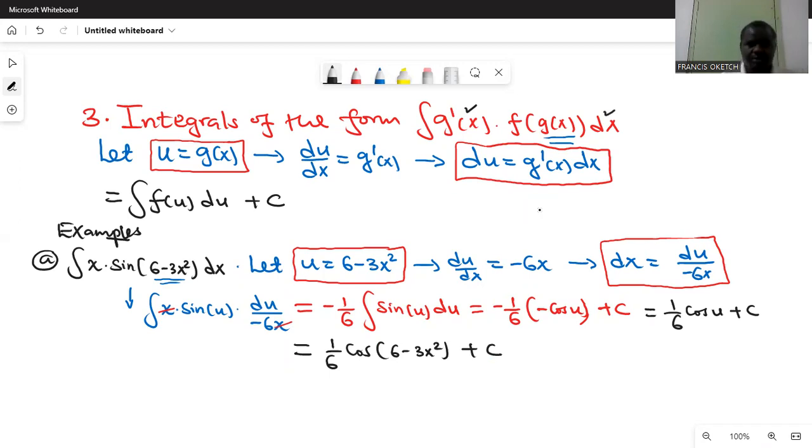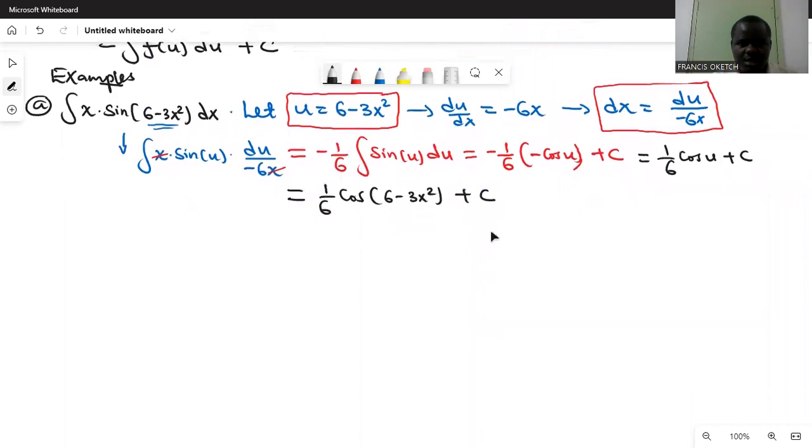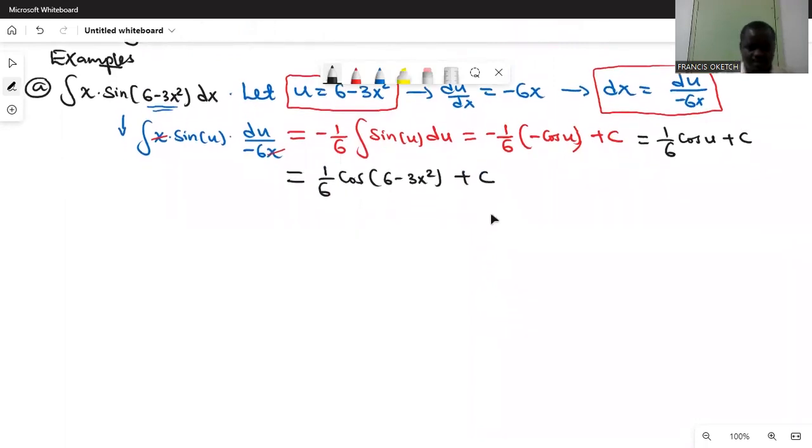Another example, we can call it part B. In part B, you're given this integral. Let me write it down. You are told to evaluate the integral of cosine of root x, everything over root x, dx.